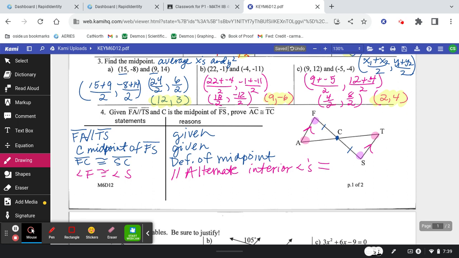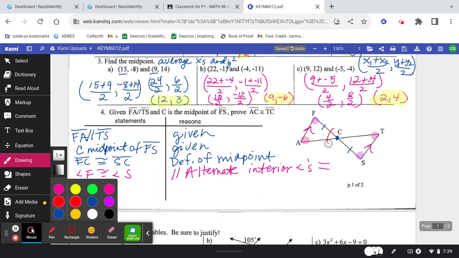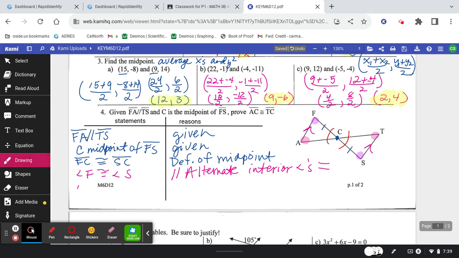Okay, what do you want to use? The other alternate interior angles, or you want to be a little crazy and you want to go use the vertical angles? This guy right here. Angle FCA is congruent to angle SCT by vertical angle theorem, or vertical angles are equal.